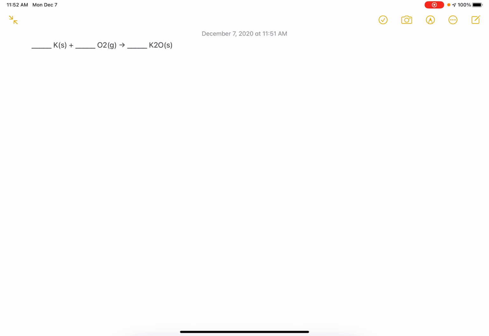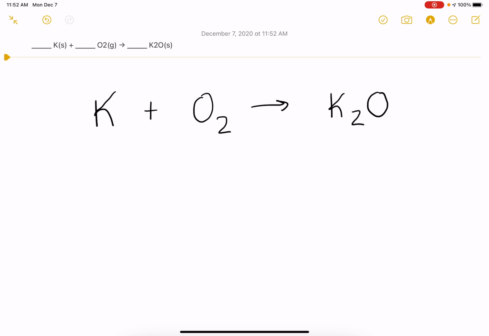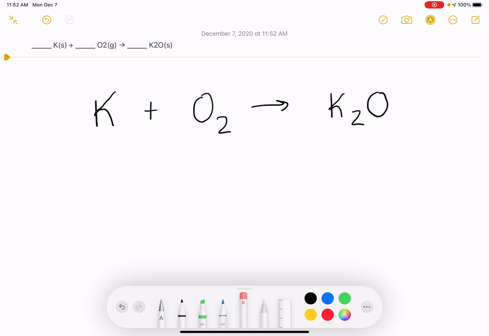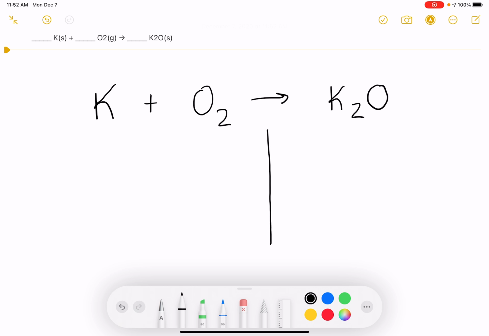So for here, we've got K plus O2 gives us K2O. All right. So again, our very first step here, whenever we do a balancing, draw a line down the middle. I don't know if that's something that my teachers ever taught me, but it's something that makes sense to me. I like to split it.